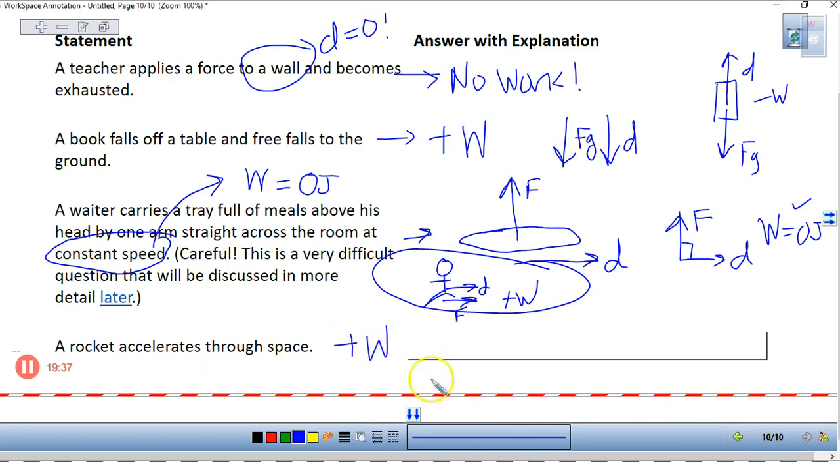Positive work. That's right. Keywords: accelerating, which usually implies movement or speeding up, right? So on your homework, you're going to have very similar examples. I'm going to ask, positive, negative, or no work, and you'll have a scenario to use that. Questions on those?